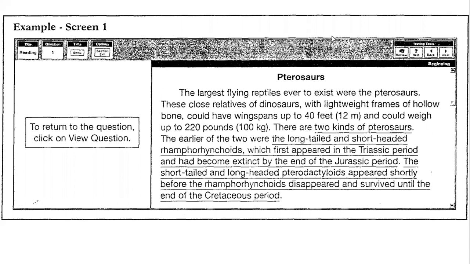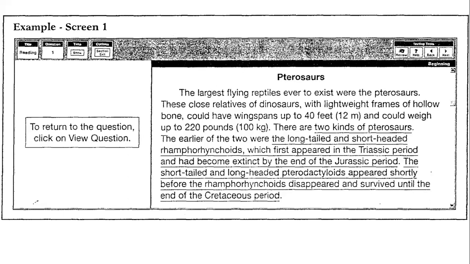Pterosaurs. The largest flying reptiles ever to exist were pterosaurs. These close relatives of dinosaurs, with lightweight frames of hollow bone, could have wingspans up to 40 feet, 12 meters, and could weigh up to 220 pounds, 100 kilograms. There are two kinds of pterosaurs. The earlier of the two were the long-tailed and short-headed rhamphorhynchoids, which first appeared in the Triassic period and had become extinct by the end of the Jurassic period.